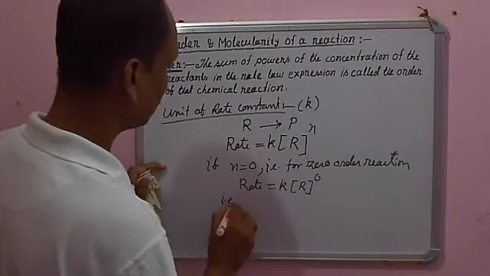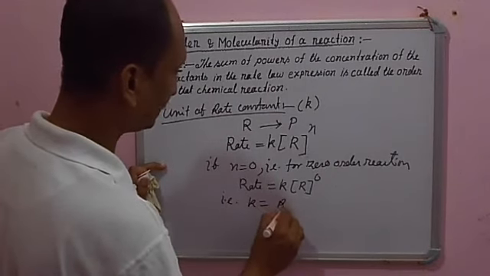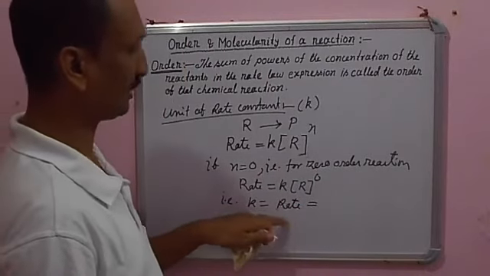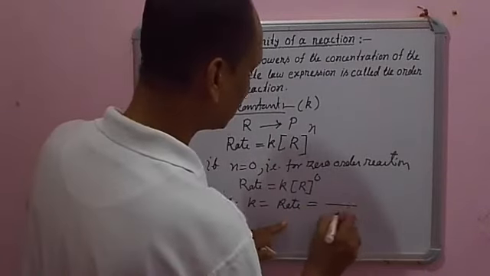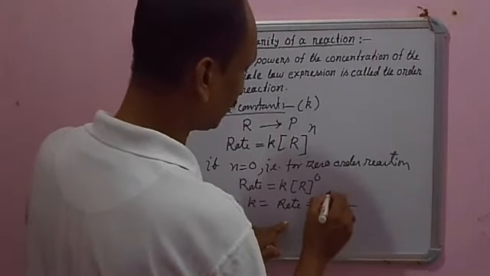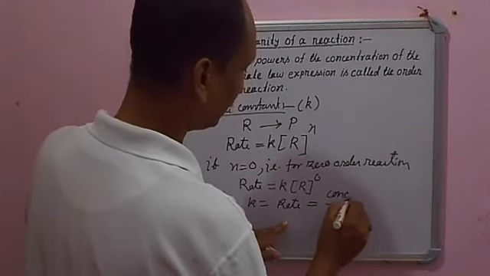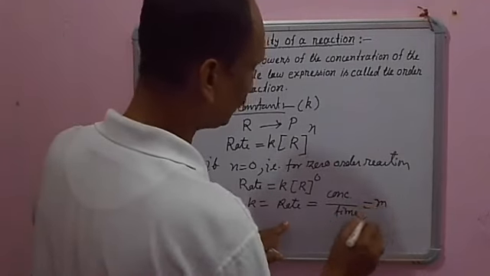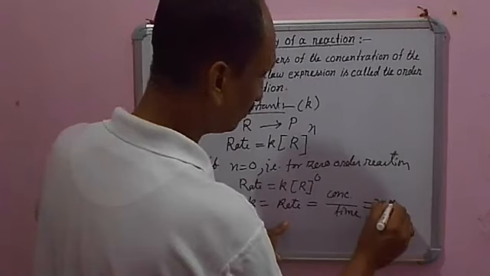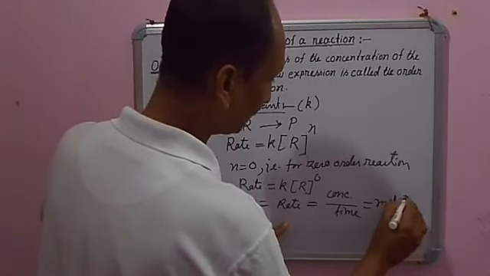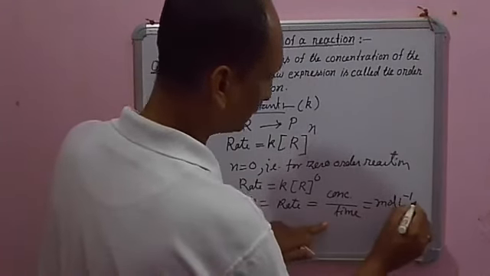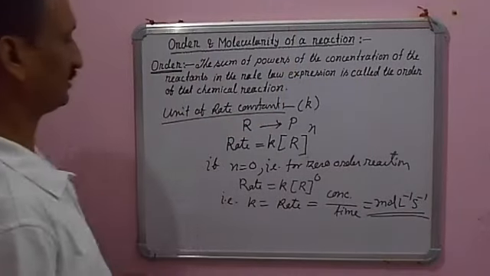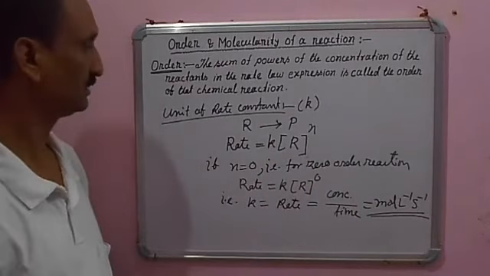That is, K will be equal to rate. So what will be the unit of this K? Rate means change in concentration by time, so concentration divided by time. Concentration means in terms of mole per liter, mole per liter, time inverse, that means second inverse. So this is the unit for the zero order reaction.